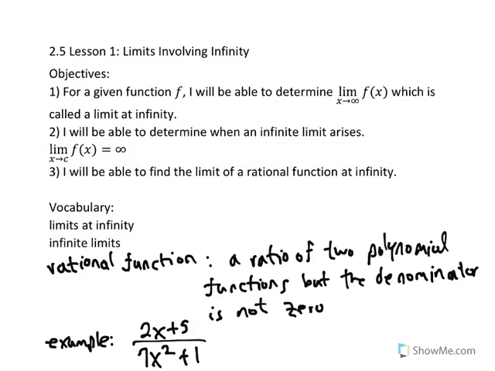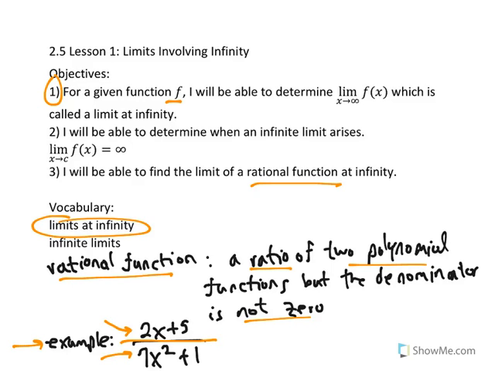So for objective 3, what is a rational function? A rational function is a ratio of two polynomial functions, but the denominator is not 0, and here is an example. So we have a ratio of two polynomial functions, one in the numerator and one in the denominator. Now we will take a look at objective 1. For a given function f, you will be able to determine a limit at infinity. So what happens as the input values go to infinity for a given function f? That's called a limit at infinity.